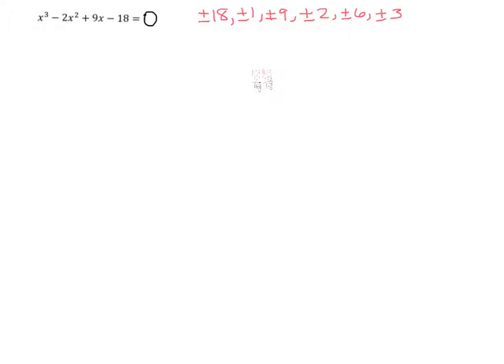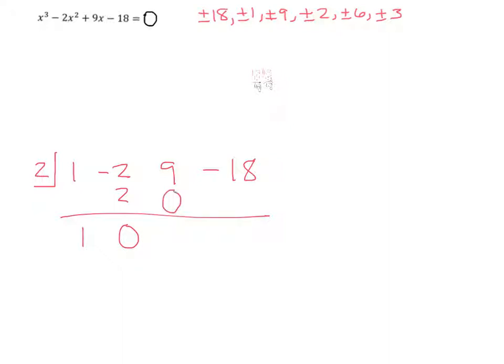Let's try 2. If I try 2, I'll set it up the same way still. My 1 will come straight down. 2 times 1 is 2. Negative 2 plus 2 is 0. 2 times 0 is 0. 9 plus 0 is 9. 9 times 2 is 18. Negative 18 plus 18 does give us 0. So we know that this is going to be one of our zeros. So now that we know what one of our zeros is, we can go ahead and find the other ones.